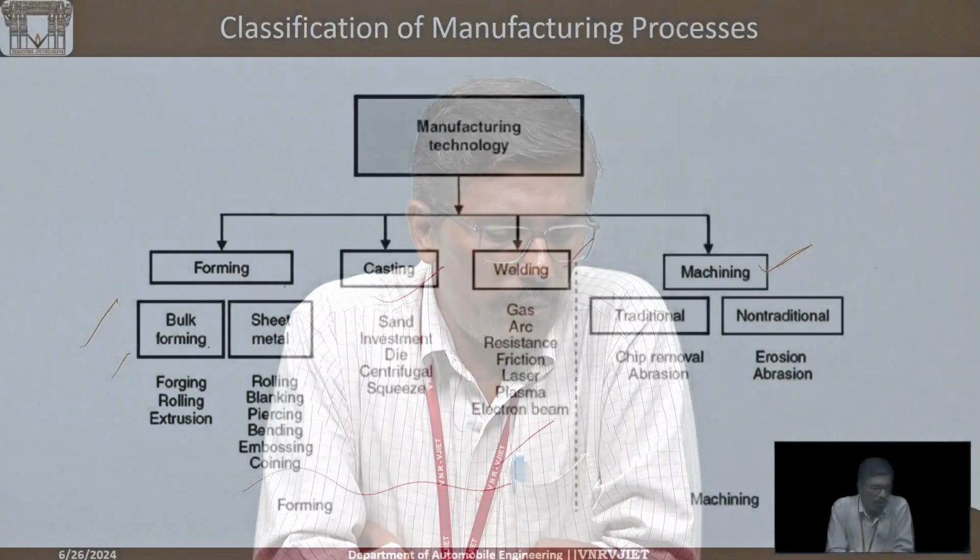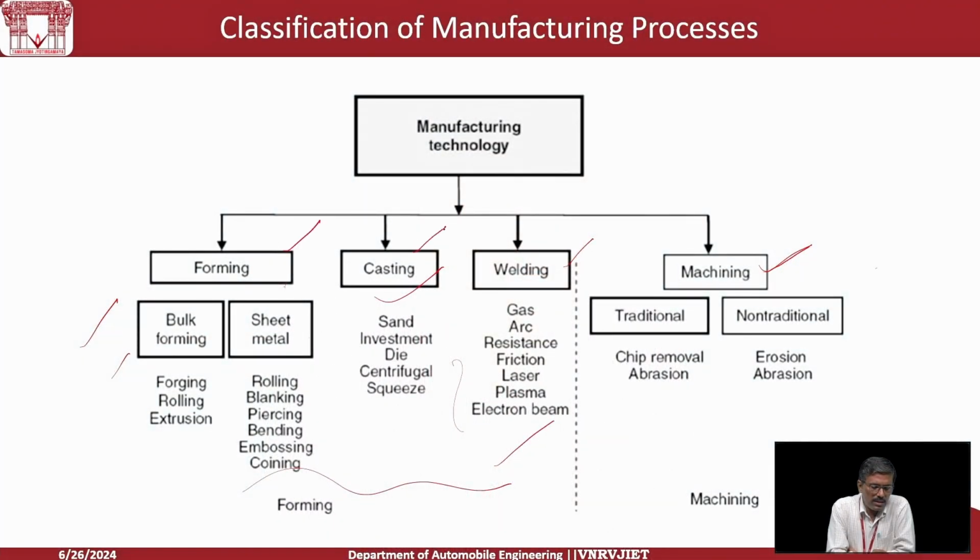If you see the forming process, casting process, or welding process, we get the required shape, but we may not get the required finish and the required dimensions or accuracy. So to get the required accuracy and surface finish, we need to depend on the machining process, which is one of the manufacturing processes.